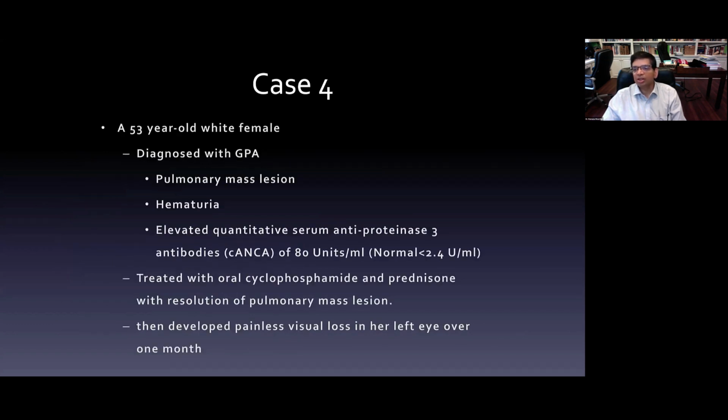Next case is a 53-year-old woman who was diagnosed with granulomatosis with polyangiitis. This used to be called Wegener's granulomatosis. So this is a systemic disease process with a pulmonary mass lesion. She had hematuria and elevated serum antiproteinase 3 antibodies originally. She was treated with cyclophosphamide and prednisone, but then developed painless vision loss in one eye after a month. This is after being treated for her GPA.